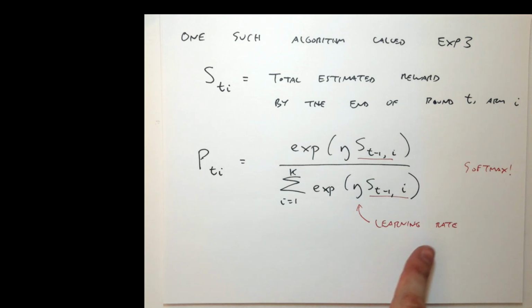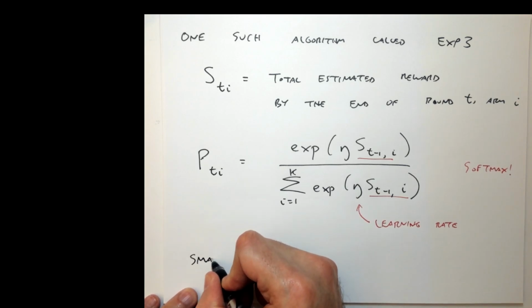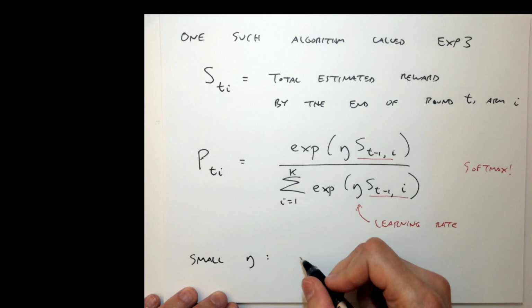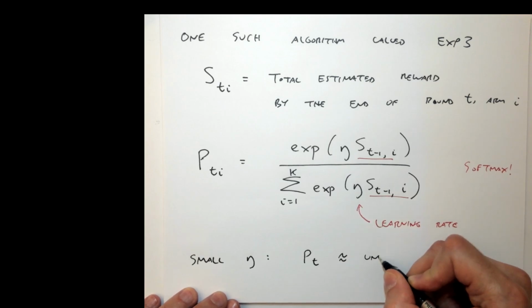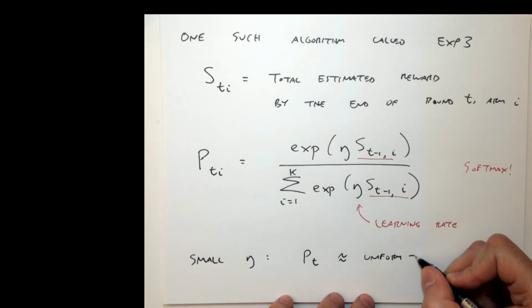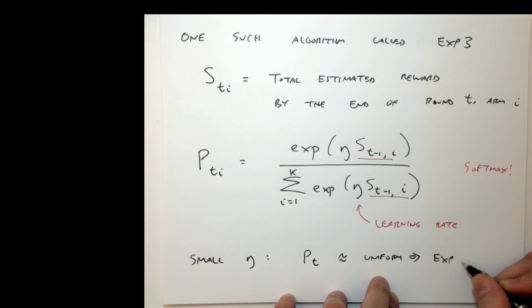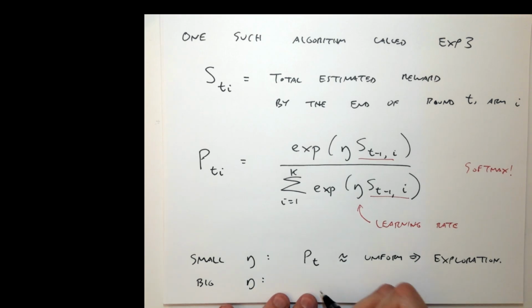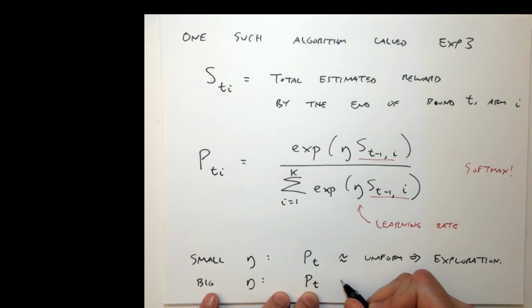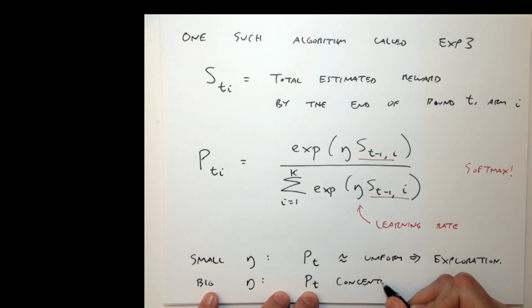So the idea is that if the learning rate is small, then this probability density function is kind of like a uniform distribution. If it's a uniform distribution, that corresponds to exploring the different arms, right? If my learning rate is high, then this probability density function is going to be more concentrated, and the result is that most of the time I'm going to be pulling the same arm, which means I'm exploiting.